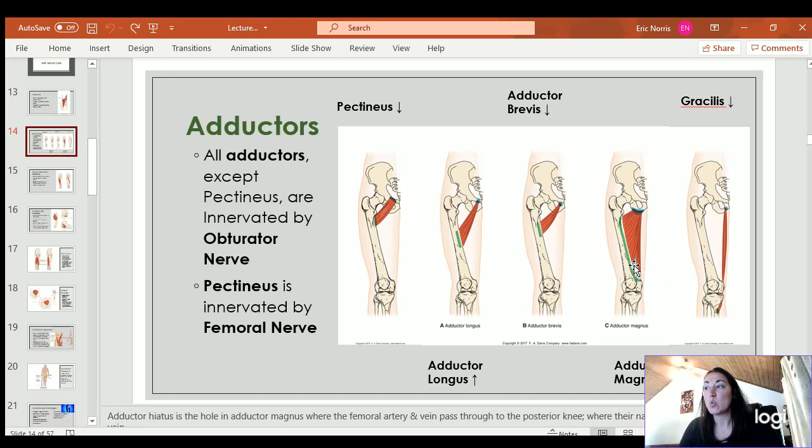The hole right here in adductor magnus is called the adductor hiatus, and your femoral artery and vein actually go through that hole and go backwards. So they start in the front, they go through that hole and go backwards to the posterior knee, and then their name changes from femoral artery, femoral vein to popliteal artery and vein. So that's in this little hole in the adductor magnus where they cut through and their name changes.